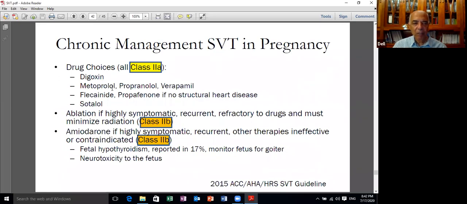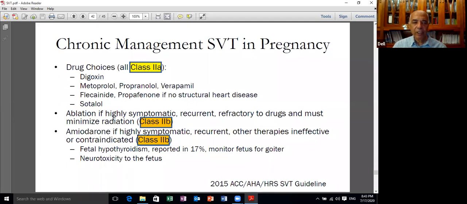We use beta blockers, keeping away from atenolol. You can use, if there is no structural heart disease, 1C drugs, flecainide and propafenone. If nothing works, then you can use sotalol or amiodarone. But remember that chronic use of amiodarone produces fetal hypothyroidism, goiter, obstructive labor, and neurotoxicity.